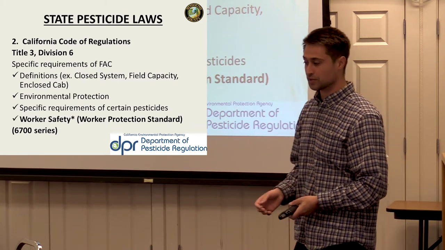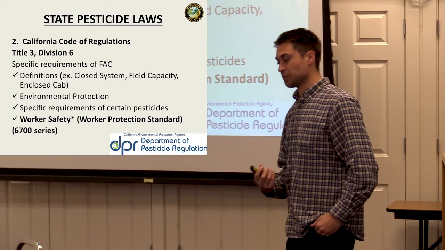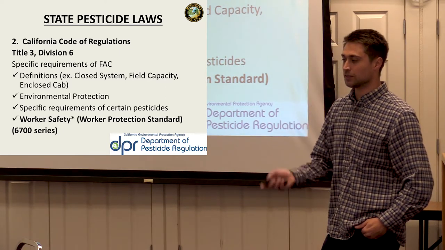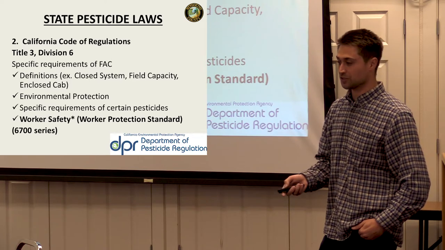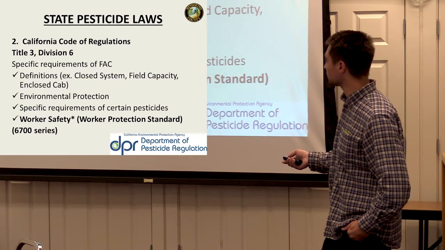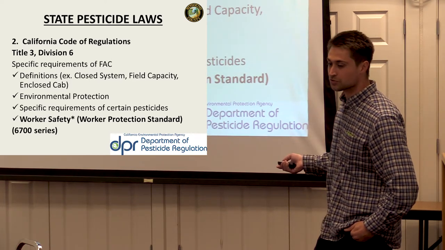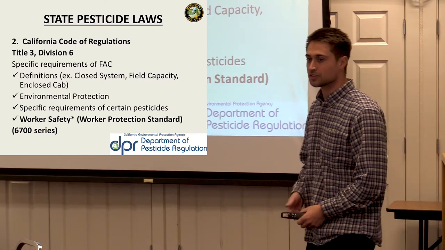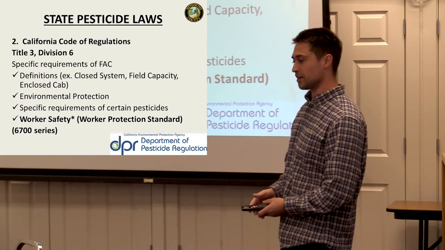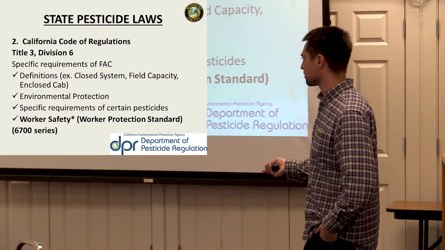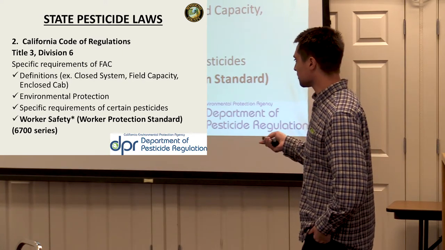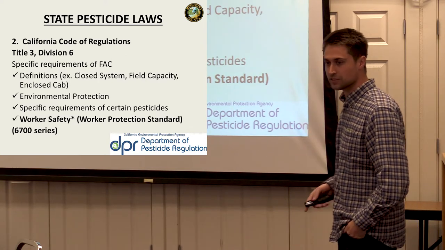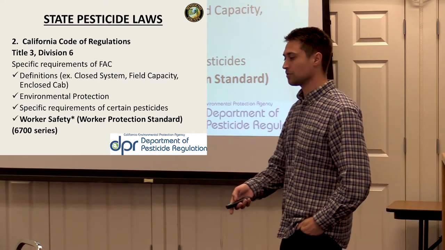It talks about environmental protection, specific requirements for certain pesticides, and like I just talked about, the Worker Protection Standard, all the worker health and safety is in this code section here. And we call it the 6700 series, because it starts with 6700 and it goes down. So when we're out on inspections, like I said, this is the nitty gritty here. We're looking at a lot of worker health and safety stuff on those inspections.